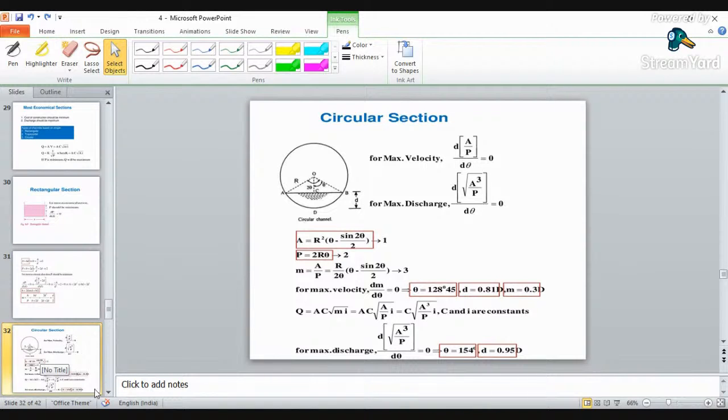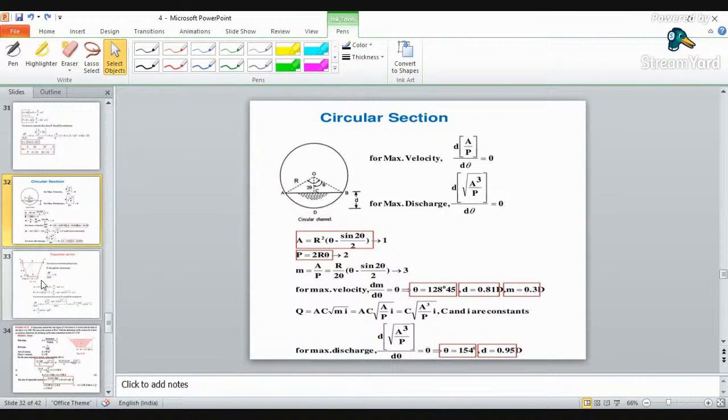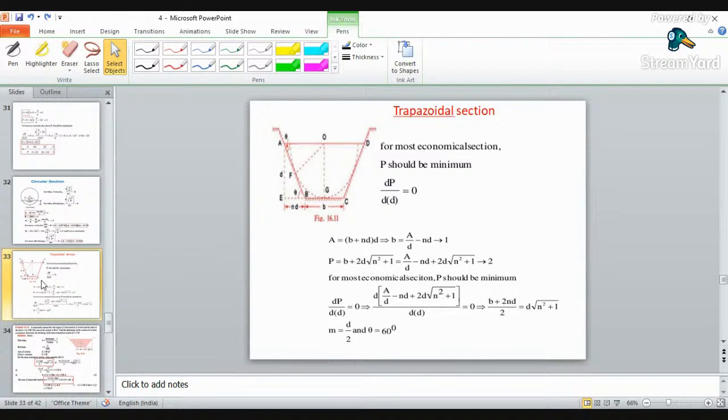Okay, then we will move to our next section, that is your trapezoidal section. For the trapezoidal section, there are two conditions: your hydraulic mean radius should be equal to d by 2, or the angle of inclination of the sides of the trapezoidal section should be 60 degrees. It means for the most economic section of a trapezoidal channel, the hydraulic mean depth should be half the depth of flow, and again, its sides should be inclined at an angle of 60 degrees.